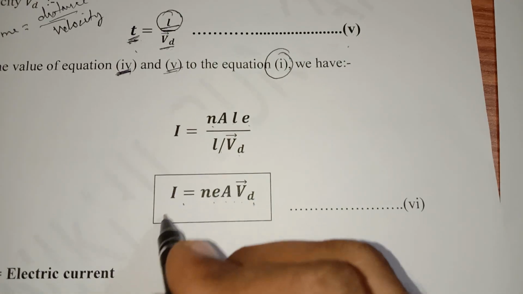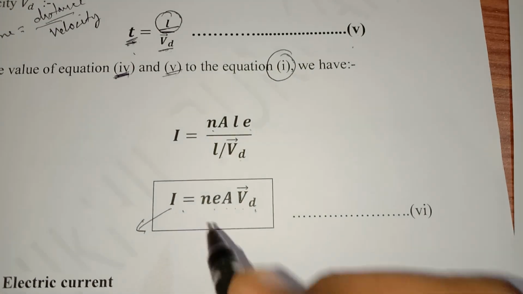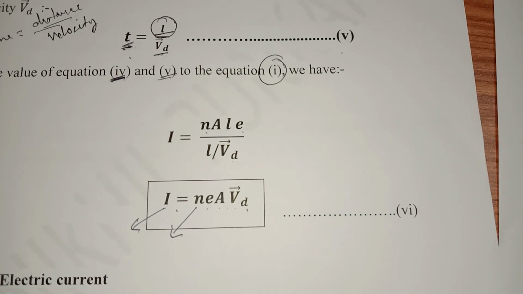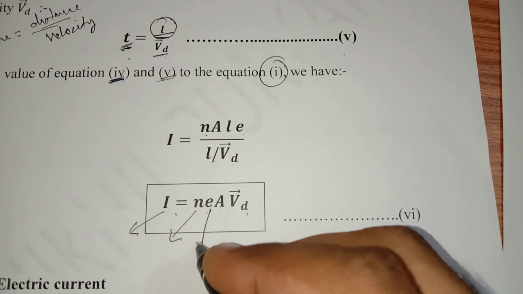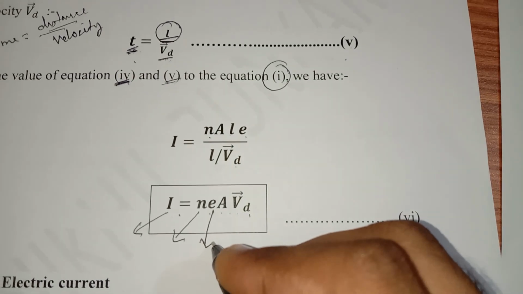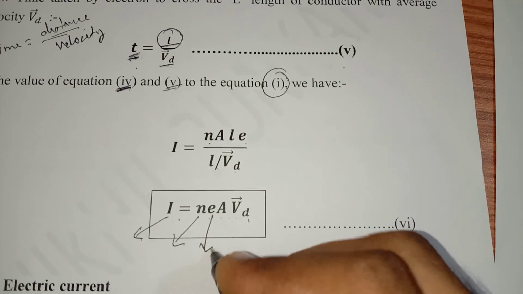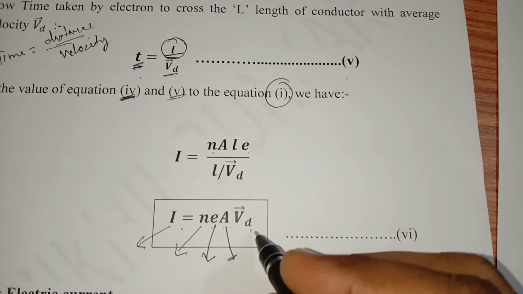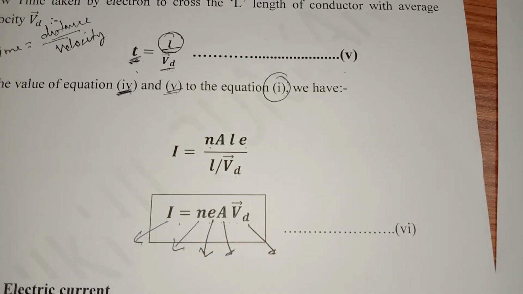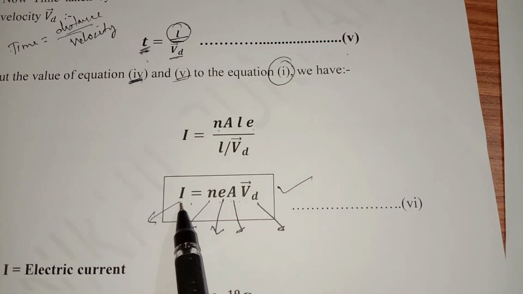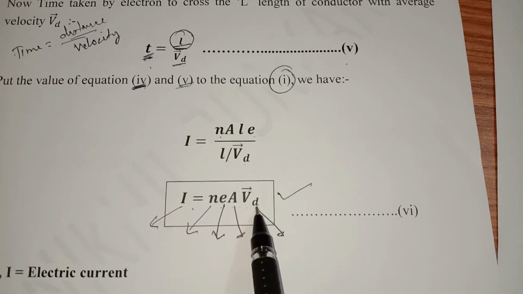Here I is the electric current, N is the total number of electrons per unit volume, E is the value of charge, which as we all know is minus 1.6 multiplied by 10 raised to minus 19 coulomb. A is the cross-section area in meter square, and Vd is our drift velocity. So this is our final expression, which shows the relation between electric current and drift velocity.